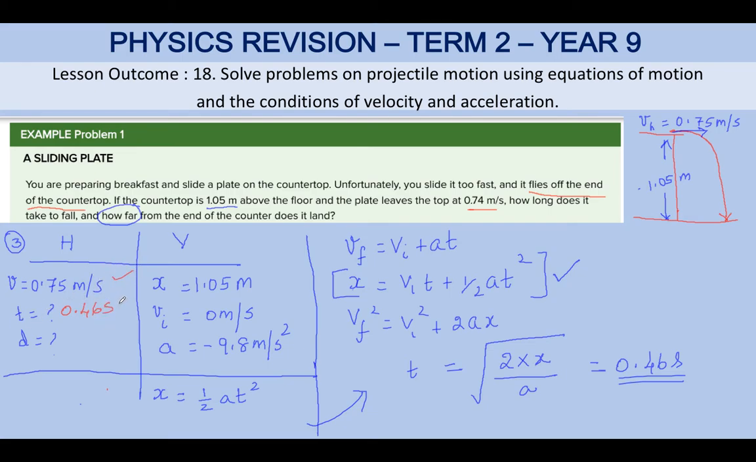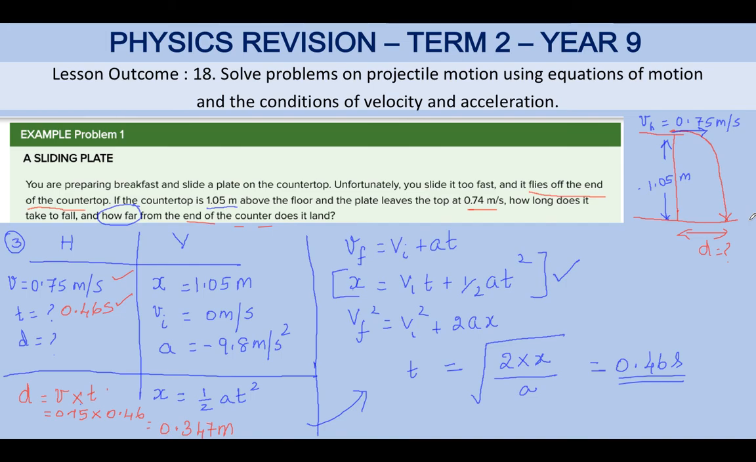So I've got velocity and time from the end of the counter. This is the horizontal displacement. This is the second part of the question. So this distance is asked. We use the formula speed is equal to distance over time, or distance is speed times time. So you have 0.75 times 0.46, which is roughly about 0.347 meters.